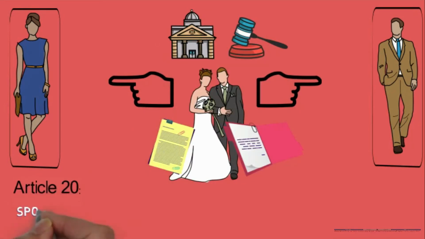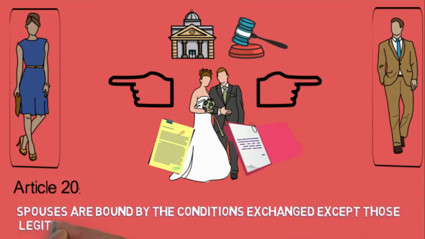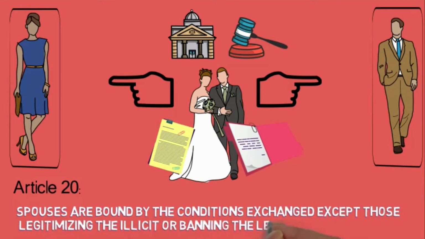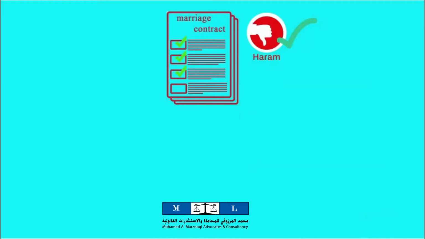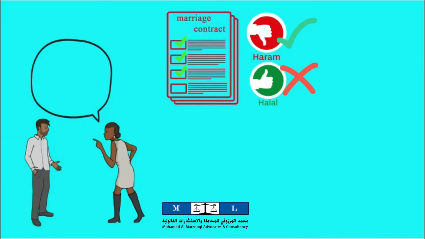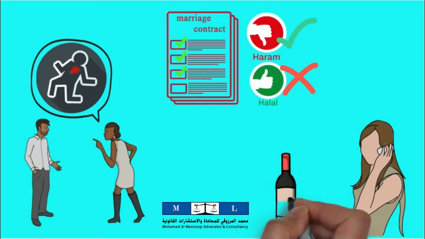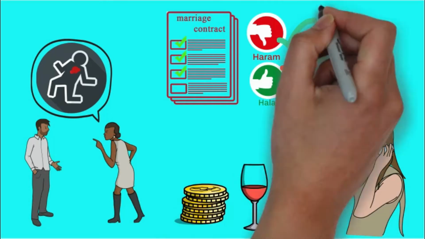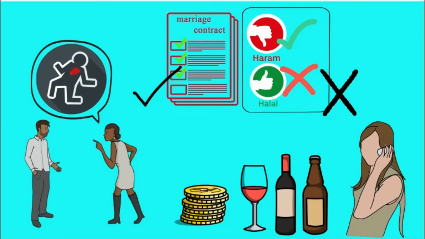Article 20 states that the spouses are bound by the conditions exchanged except those legitimizing the unlawful or banning the legitimate. This means that neither spouse can stipulate a condition to legitimize what is forbidden in the Sharia or set a condition to prohibit what is admissible in the Sharia. For example, if the wife requires her husband to commit murder, here murder is forbidden, or the wife stipulates that the husband works in a liquor trade, these conditions are void, but the marriage contract remains valid, not void.